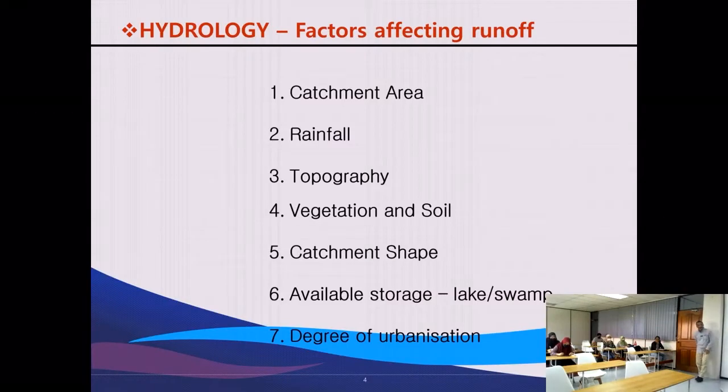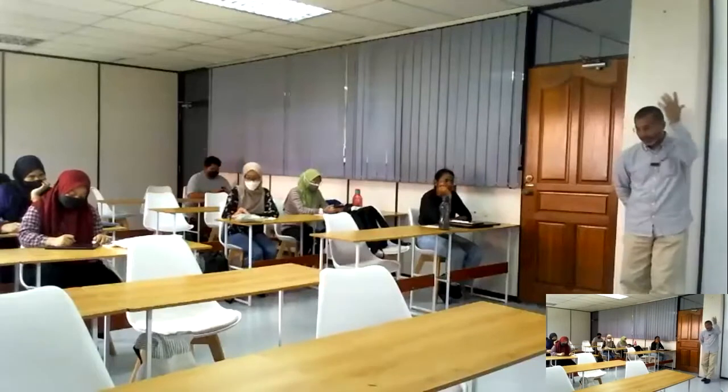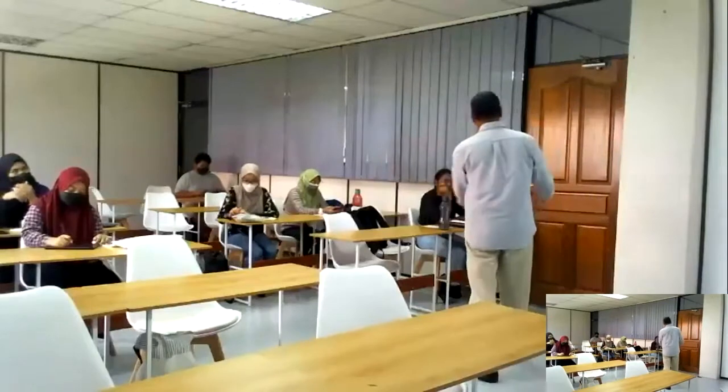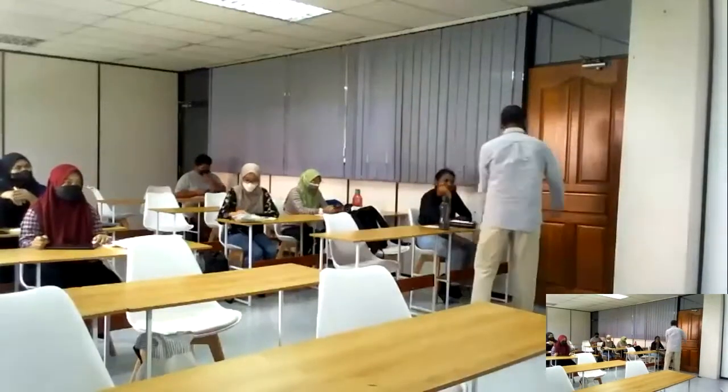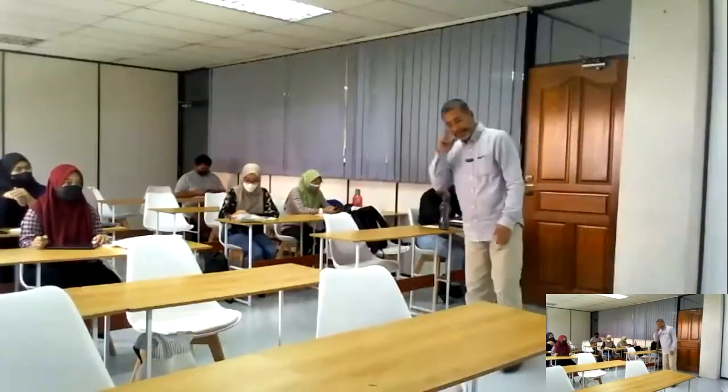Number 6 is the available storage. Why storage is also another factor that affects the runoff? It is because it will influence the amount of water flowing out from the place where it rains. For example, if it rains here in this room, without any storage, the water will all go away through this door. All of you will go out through this door. But let's say there is some pond here. Some water will remain in the pond, and the rest of the water will go away.